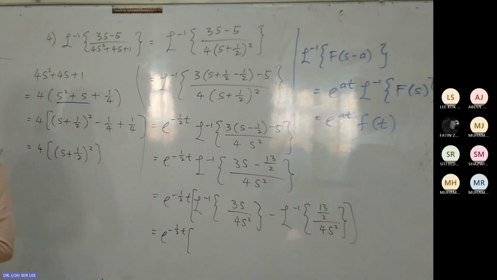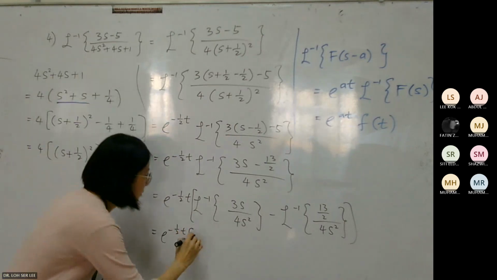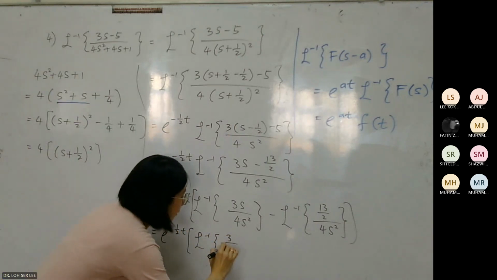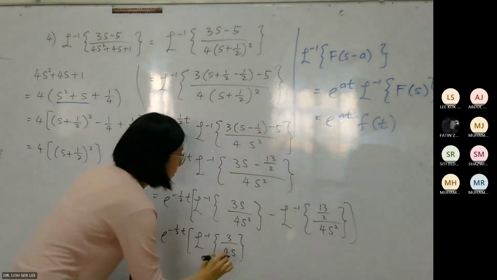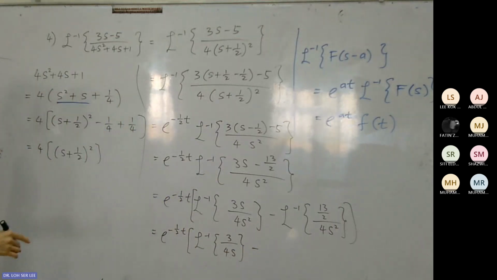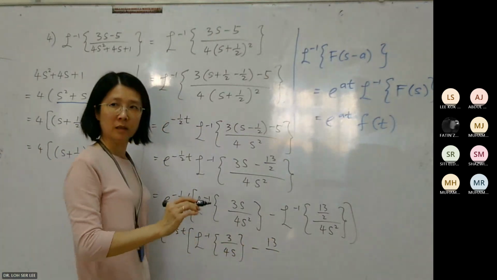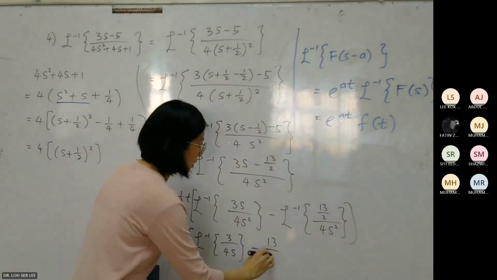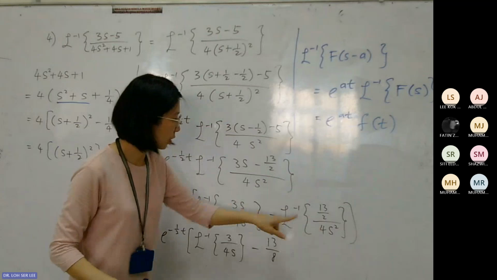Okay, simplify. Cancel out 1s. You have 3 over 4s. And this one, factorize the 13 over 2 and factorize the 1 over 4. You have 13 over 8. Okay, this one, take out 1 over 4, take out.